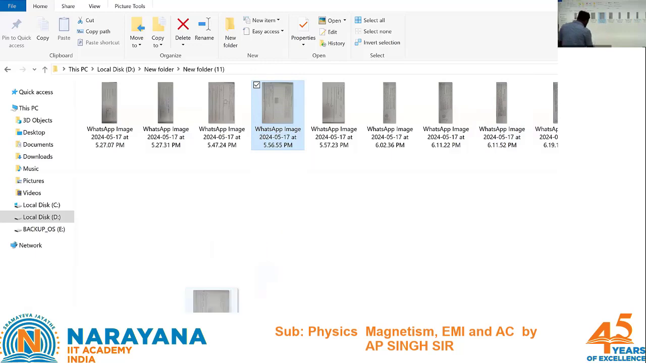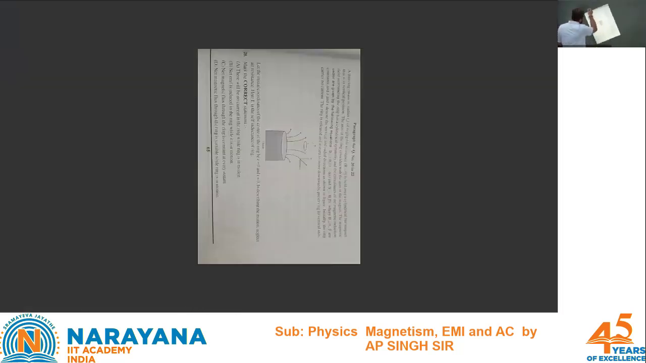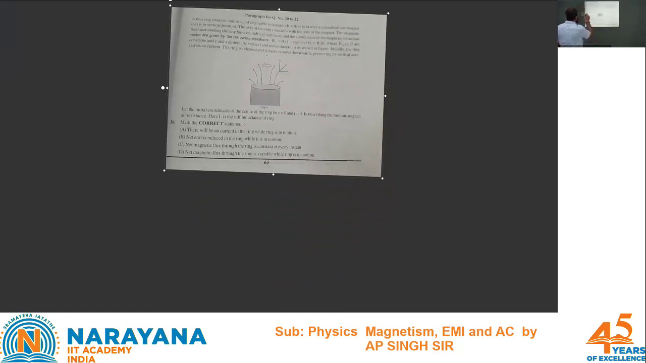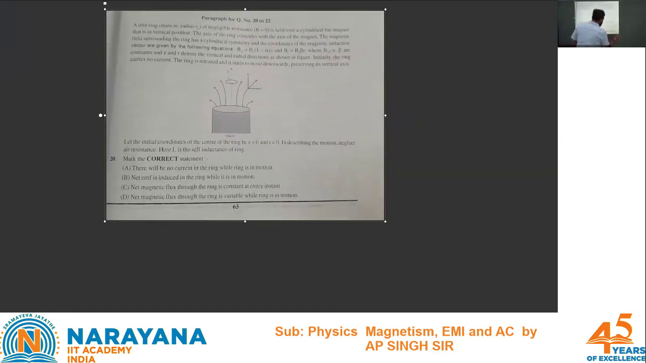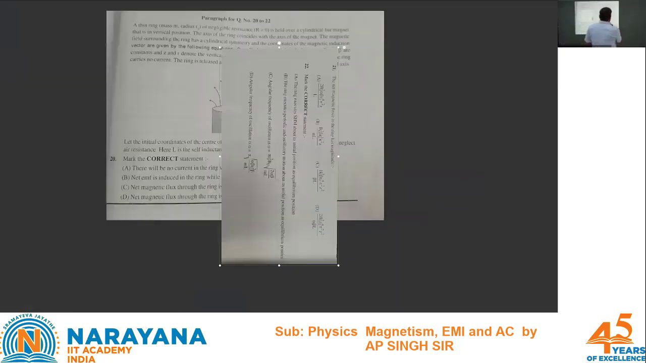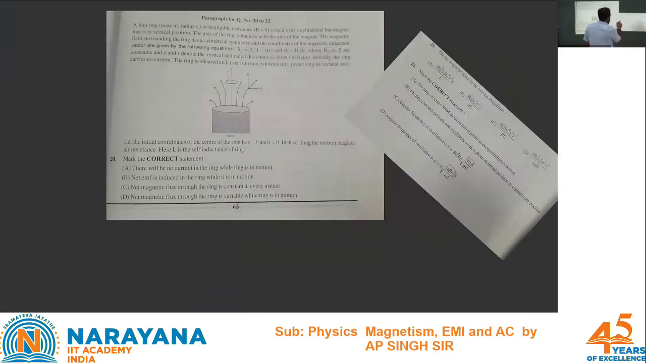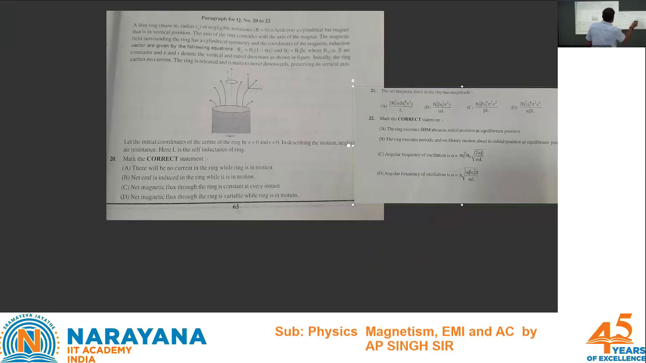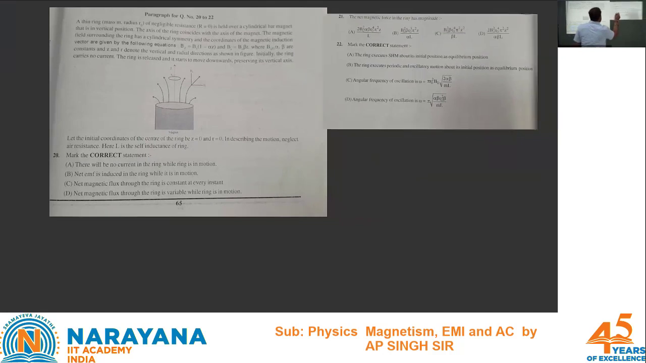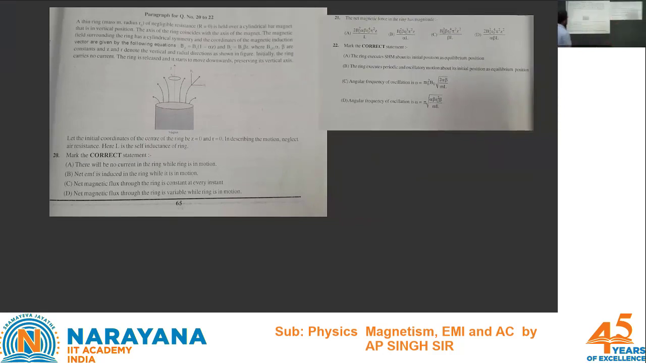Okay, now let me take a combination where he is talking about change of flux and he is attaching mechanical motion also in the problem. Just observe it carefully. These are the three segments to the same problem. Observe the information carefully before we answer the question. Let's understand what is happening in the problem.